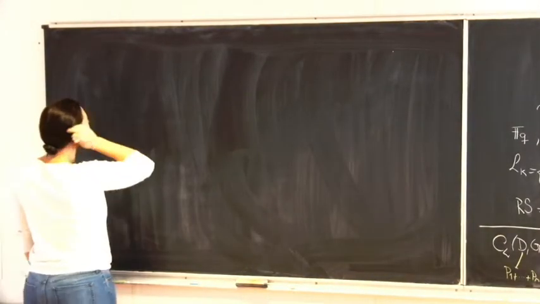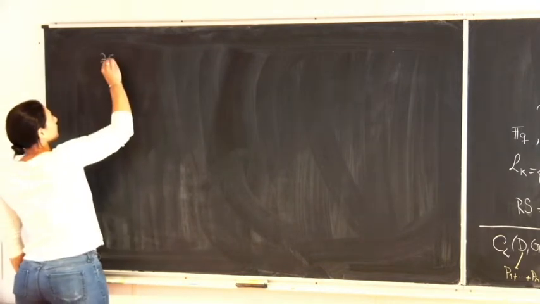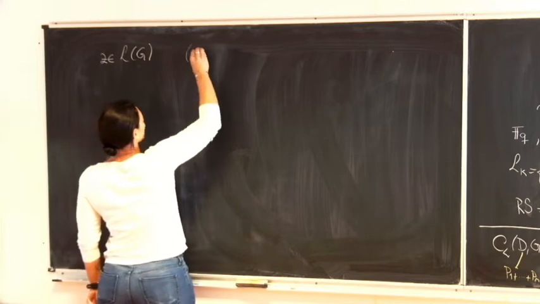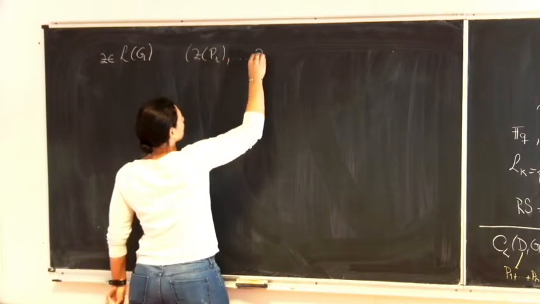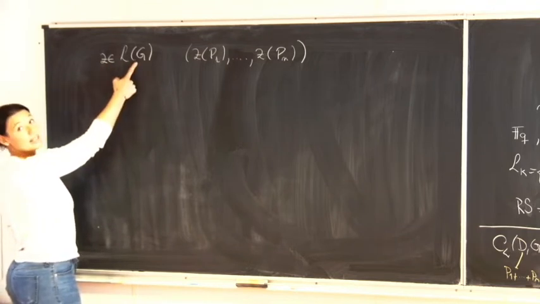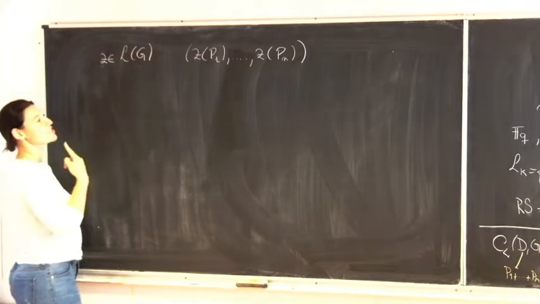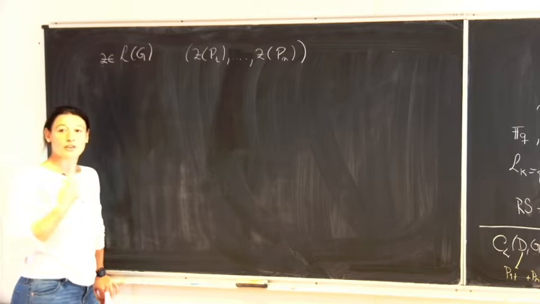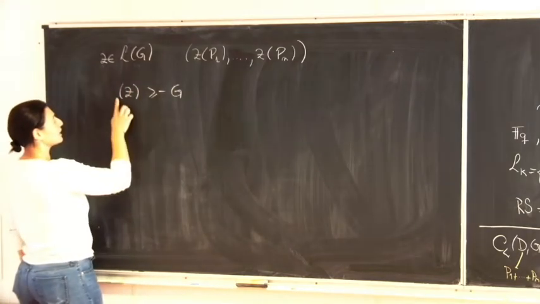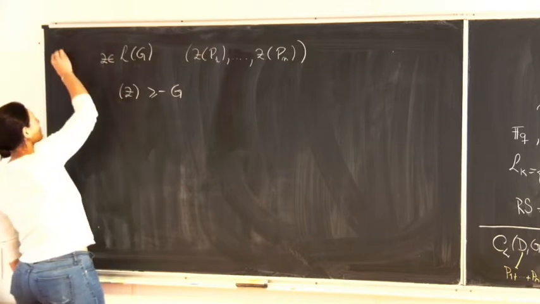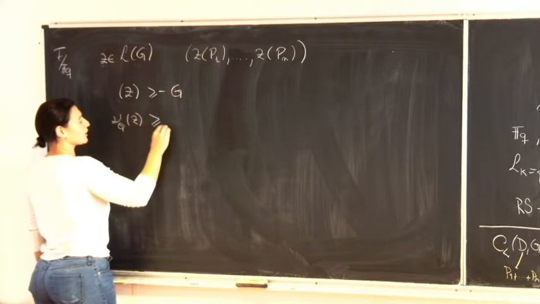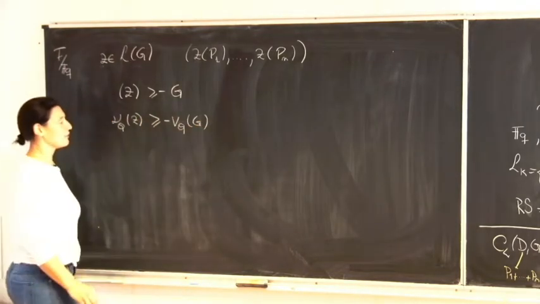So, first of all, if we have a word in the AG code, so we have an element z in the Riemann-Roch space, the first thing that we see is that since z belongs to this space, and this space was the set of elements such that the principal divisor of z is greater or equal than minus G, then this condition is the same as saying that the valuation of z at every place of the function field has to be greater or equal than minus the valuation of the divisor G.